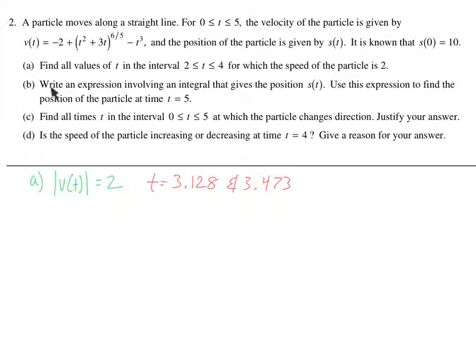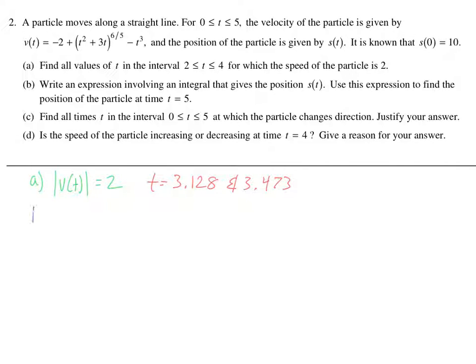All right. Write an expression involving integral. So I bet there's going to be an integral going on here. It gives a position, so S of t. Use the expression to find the position at 5. So make sure you answer both questions. You're making an equation, and then you're going to plug 5 in right there, aren't you? Isn't that what it's saying? Once you make the equation, aren't you then finding S of 5? So let's make an equation.